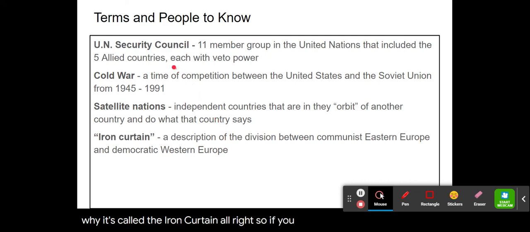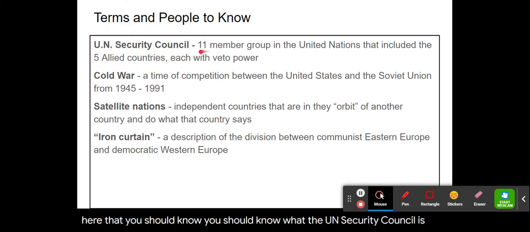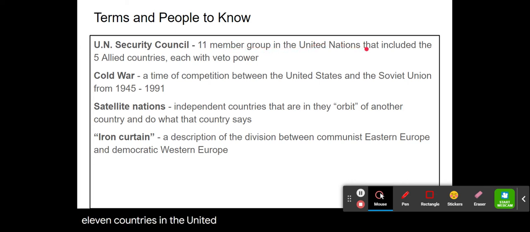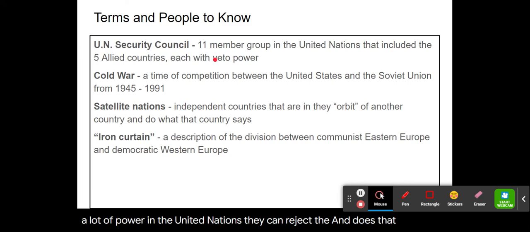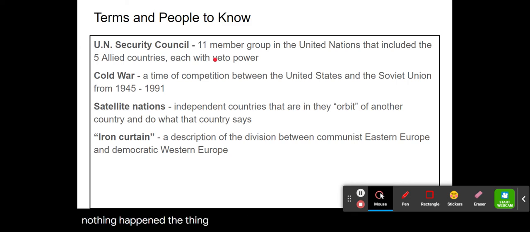All right, so a few terms that we've talked about here that you should know. You should know what the UN Security Council is. It's 11 countries in the United Nations, and 5 of them are the allied countries: the U.S., Britain, France, China, and the Soviet Union. They each had veto power, which gives them a lot of power in the United Nations. They can reject things that they don't like. And if any one does that, then the thing doesn't happen. So not all 5, but only one.